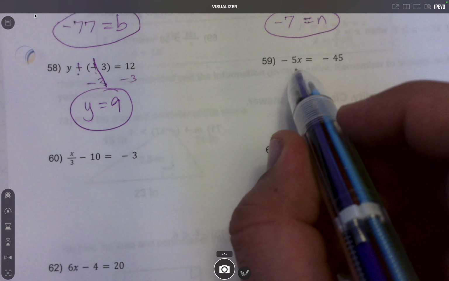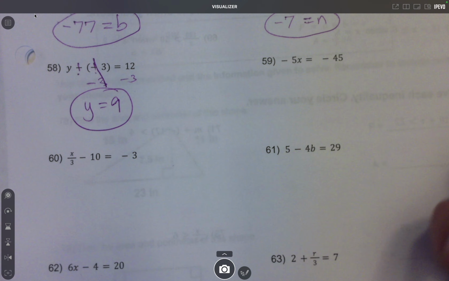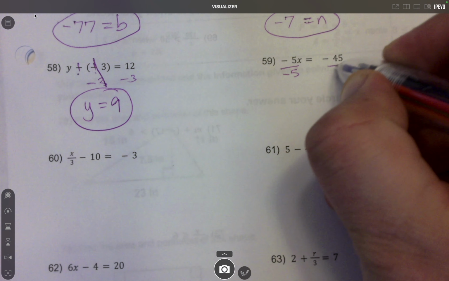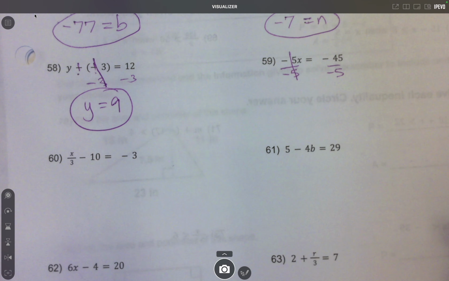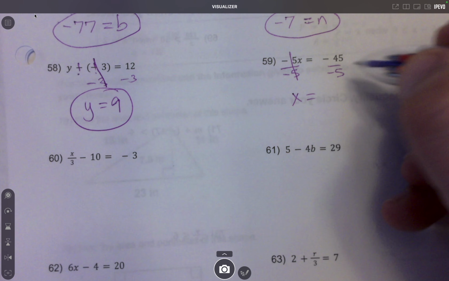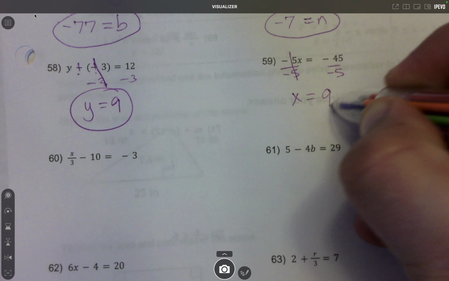Okay, on 55, what's being done to x right now is it's being multiplied by negative 5. We need to do the opposite to get rid of the negative 5 and divide by negative 5. And whatever you do to one side, you have to do the other. And anytime you have a negative divided by a negative, the result is positive. So 45 divided by 5 is 9.